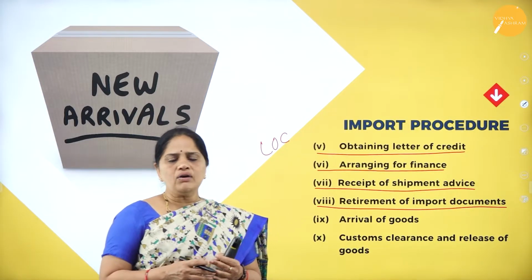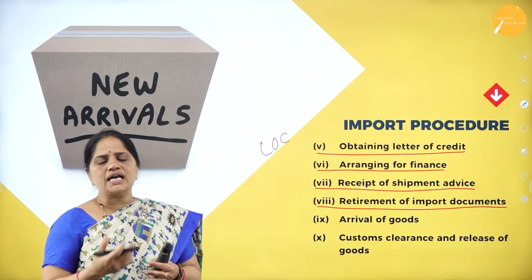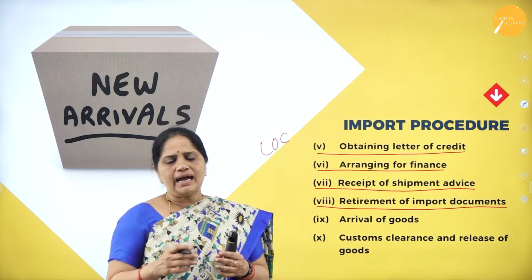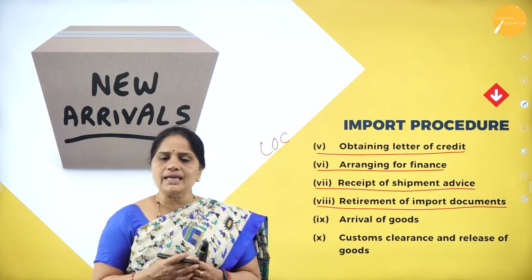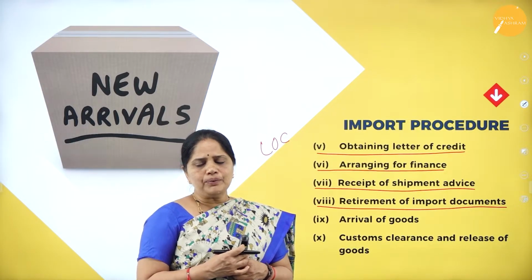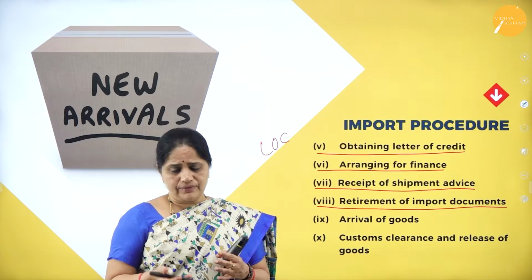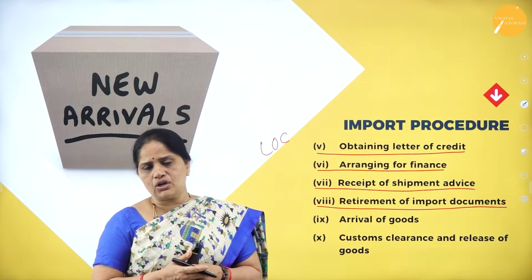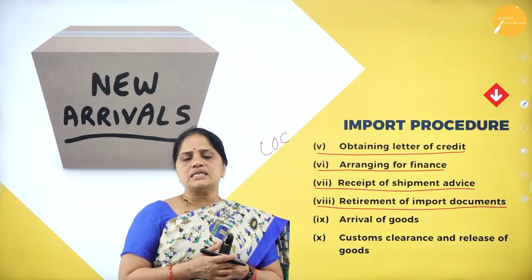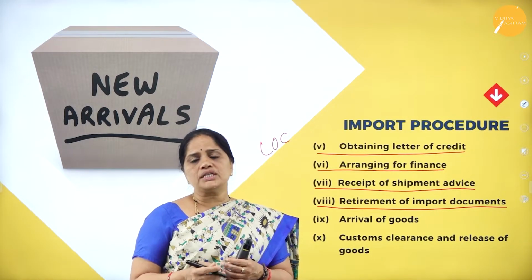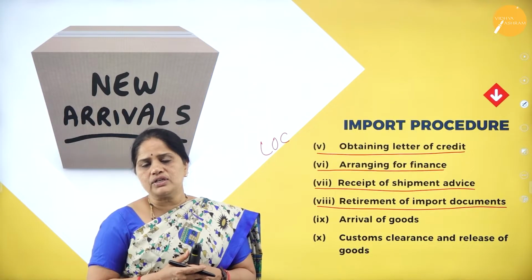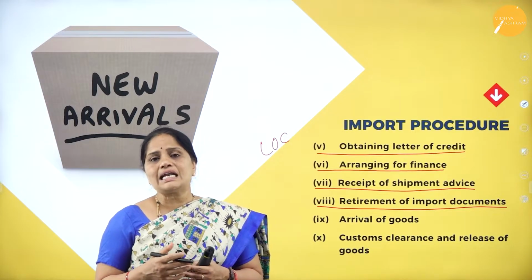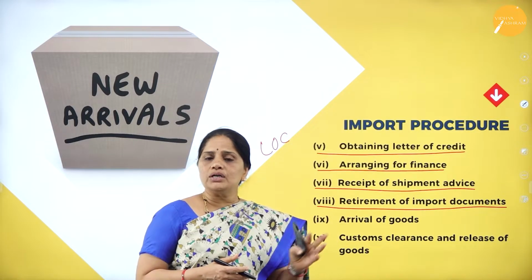Now, once this bill of exchange has been presented to the importer, the banker will then hand over all the documents to the importer and the importer will collect all the documents. If it is a sight draft, he will make the payment and then take the documents, and if it is a usance draft, he will accept the bill of exchange and then take custody of the documents, and once he has the documents, that is called retirement of the import documents.